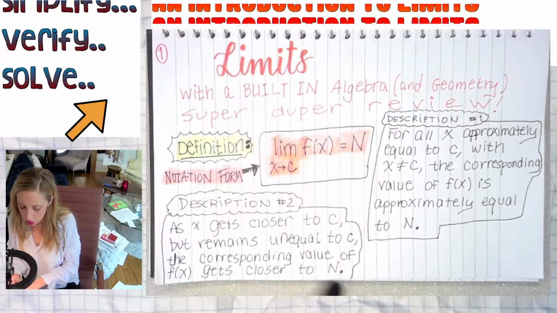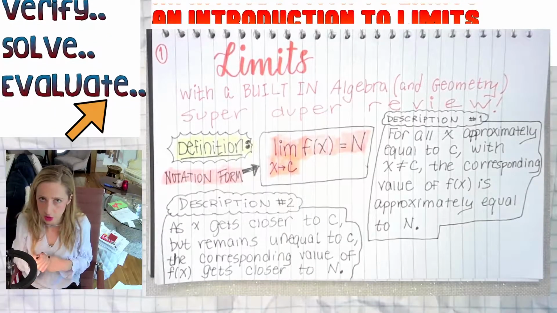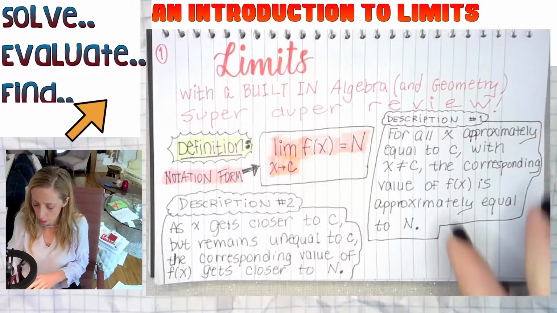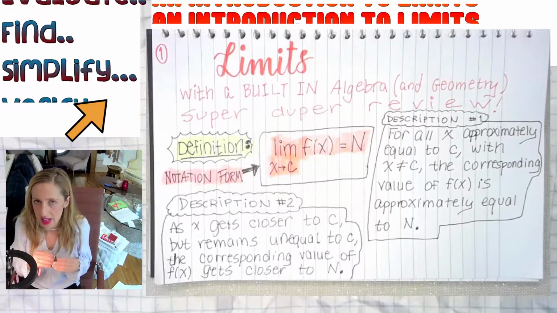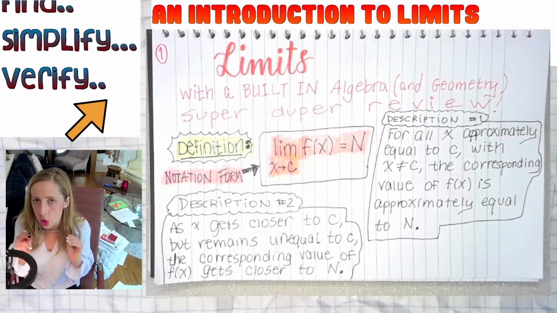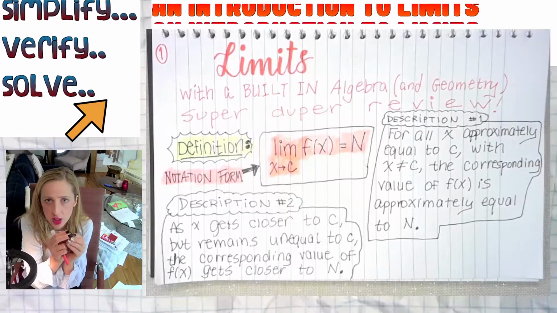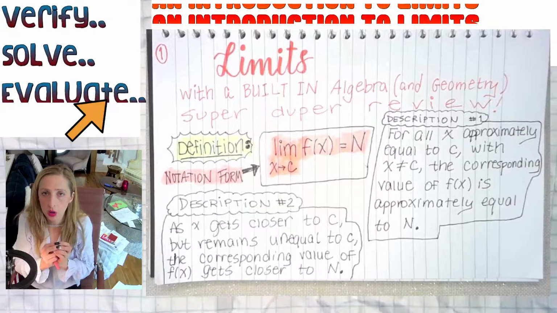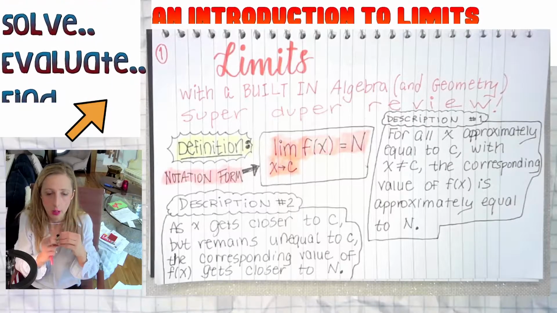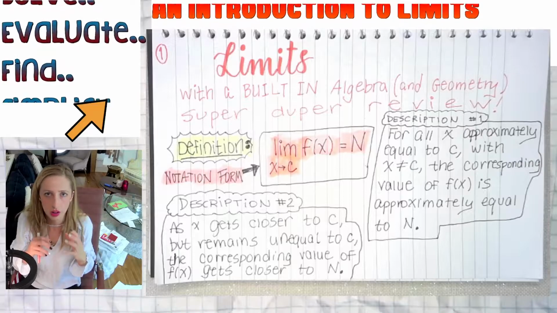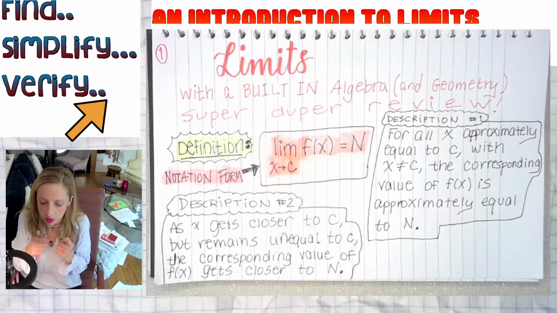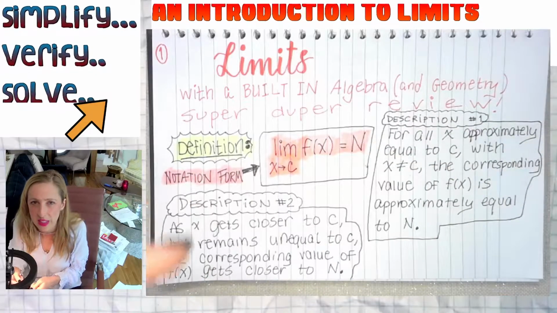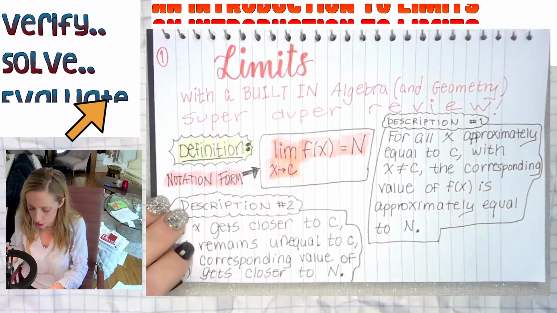Gets closer to n. So the word closer is in both of these definitions, or approximately, and that's really important. So you need to remember, we do not need to ever actually reach that x value or reach that y value. There could be a big gaping hole in your paper, stabbed right through your paper. You could hold it up, look through it, but it still wants to know, what are you closing in on? All right, what are you getting closer and closer to?